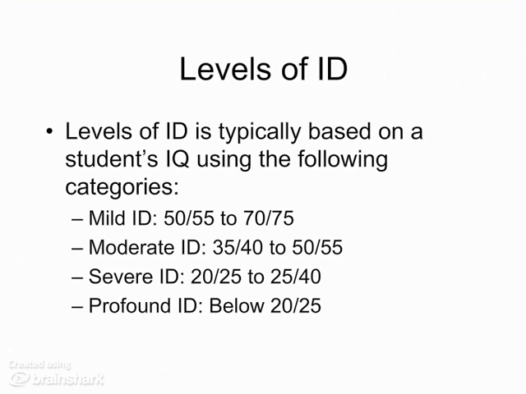There are different levels of intellectual disability based on the student's IQ. Students with mild intellectual disabilities would have an IQ ranging from about 50 to 75. Students with moderate intellectual disabilities would have an IQ ranging from 35 to 55. Students with severe ID would have an IQ between 20 and 40, and students with profound ID would have IQs below 25.